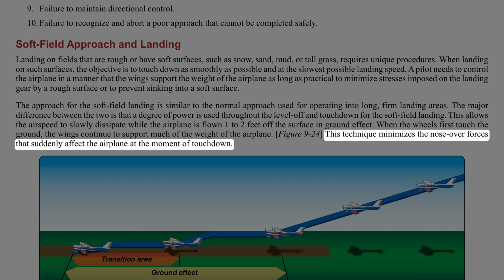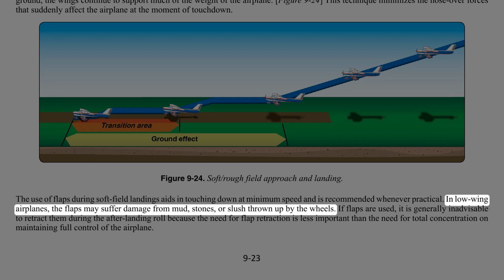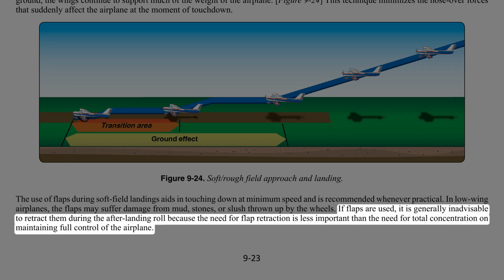This technique minimizes the nose-over forces that suddenly affect the airplane at the moment of touchdown. The use of flaps during soft field landings aids in touching down at minimum speed and is recommended whenever practical. In low-wing airplanes, the flaps may suffer damage from mud, stones, or slush thrown up by the wheels. If flaps are used, it is generally inadvisable to retract them during the after-landing roll because the need for flap retraction is less important than the need for total concentration on maintaining full control of the airplane.